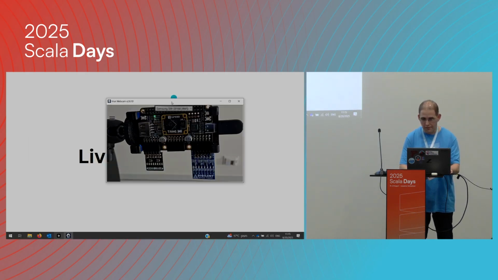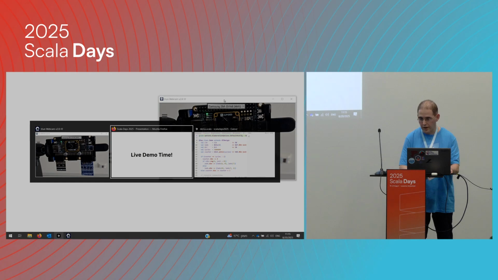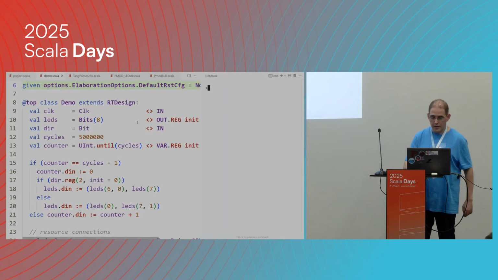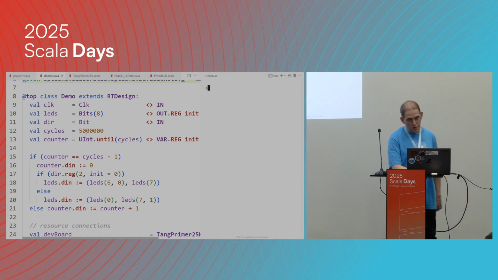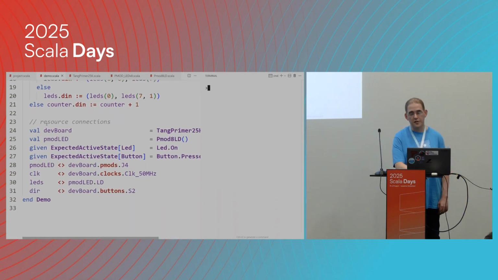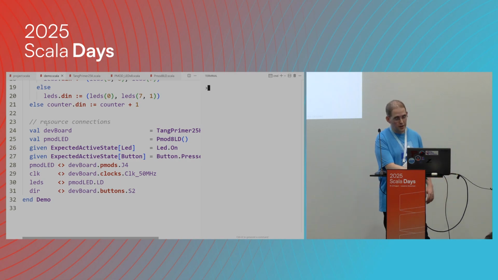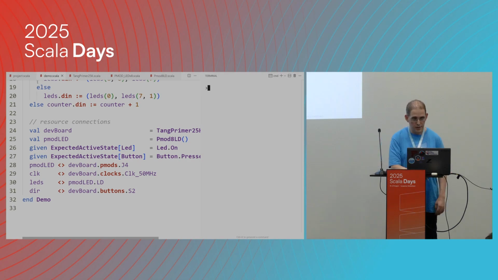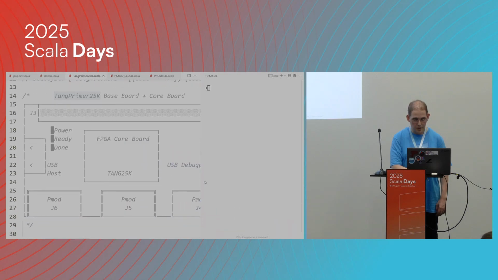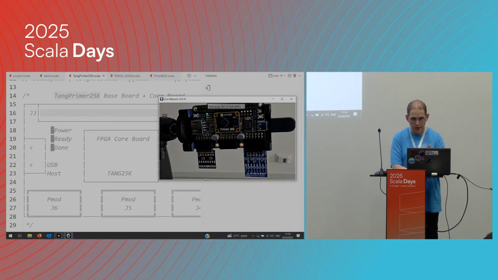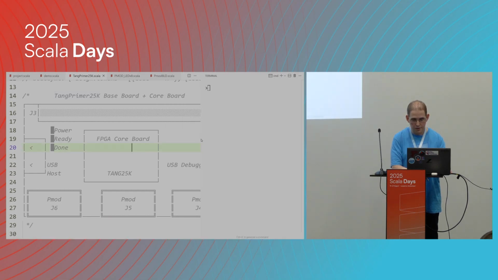So here we have the board that we want to program. And here we have the same code that I've shown you before, but it also has something else. It has resource connections. And the resource connections, it's what enables that top design to connect to its external world. This board that we have here is actually illustrated in this ASCII design over here.